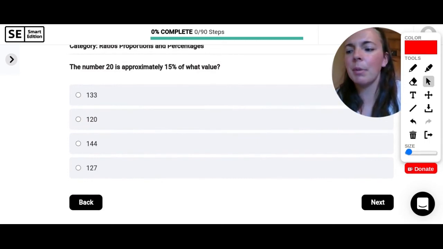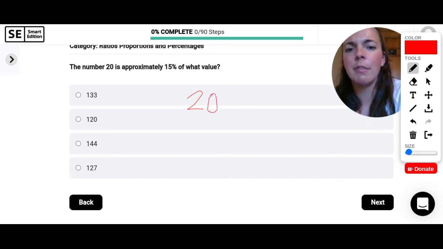Okay, the number 20 is approximately 15% of what value? So we could just set this up maybe as a proportion. I just like to use this because it always works when we have percent problems. So 20 out of what value is equal to approximately 15%. We may have to round at the end, so 15 out of 100.